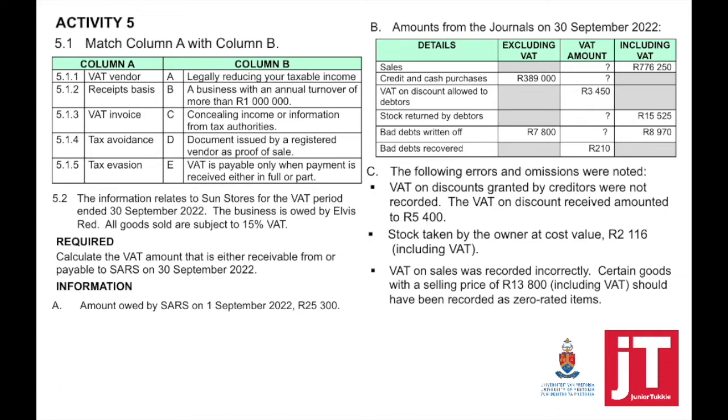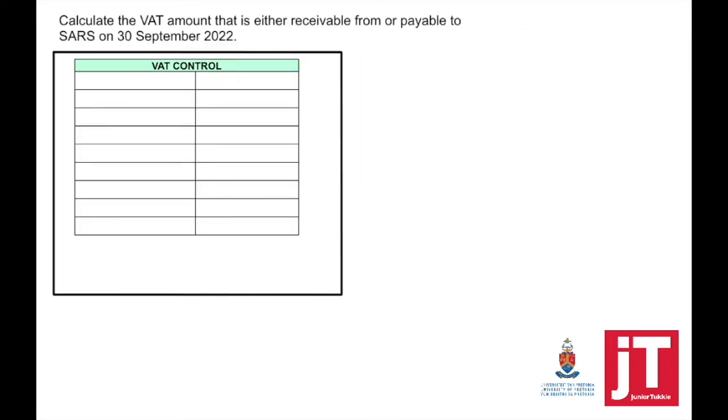If we look at the information, they provided the amount owed by SARS on the 1st of September 2022, then amounts from the journals on 30 September 2022. So we need to calculate if we owe SARS or SARS owes us. So we care about the VAT amount on all these transactions. And then we need to make sure, number C, the following errors and omissions were noted.